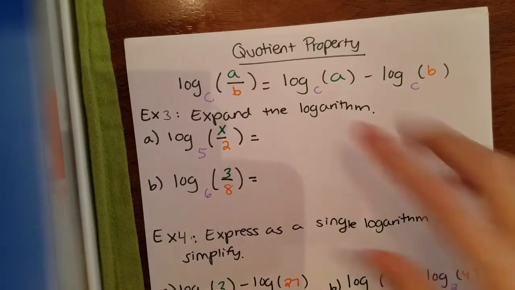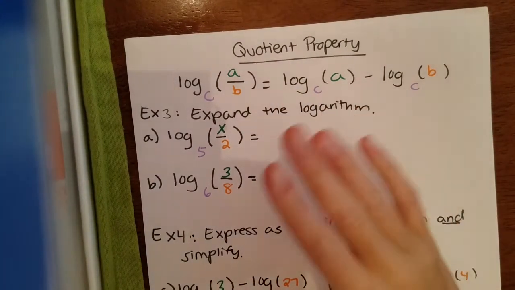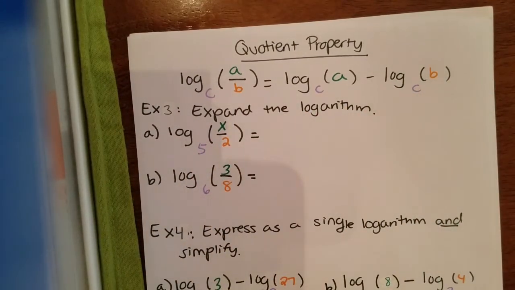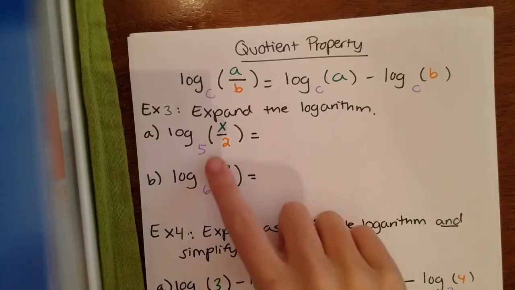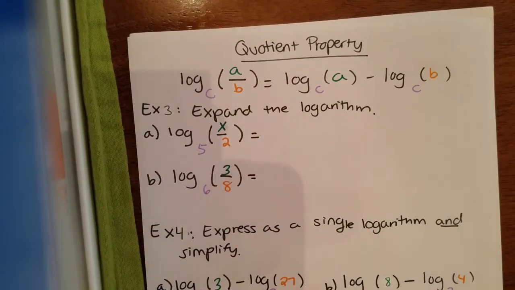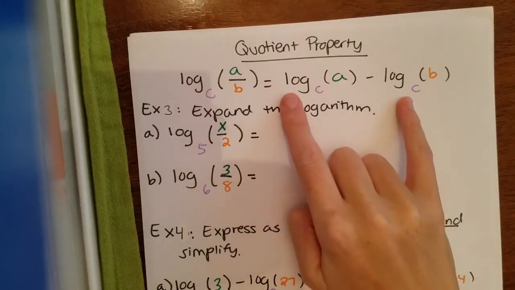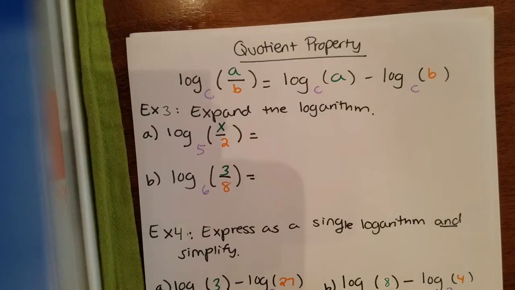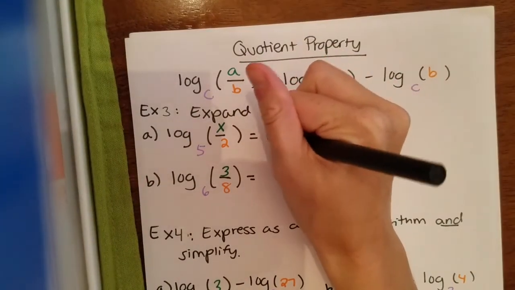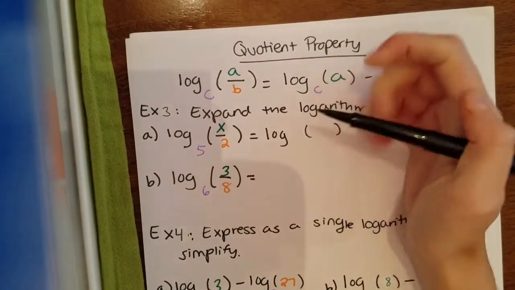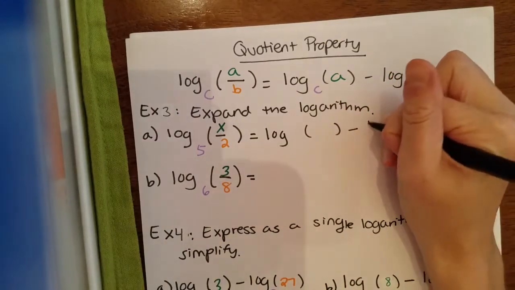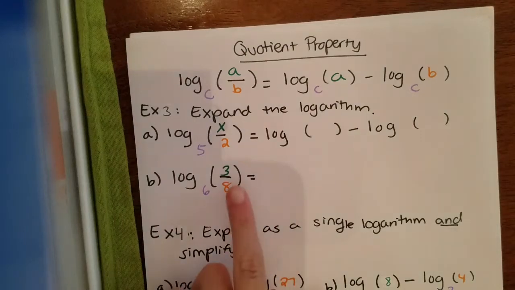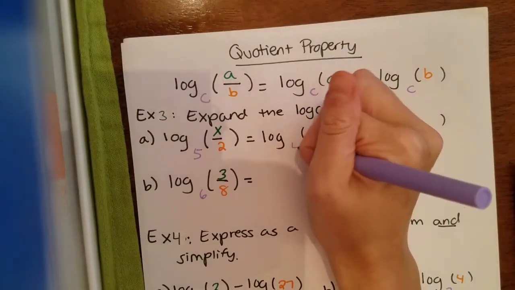Okay, so example 3 says to expand the logarithm. So we're starting with one log, and we're going to write it in as many logs as we possibly can. So looking here, we start with logs and we're dividing. Since we're only dividing two things, we're always only going to have two logs in each of these. So I'm just going to set up my logs real quickly. So we're going to have a log. And since we're dividing, we can separate the logs with a subtraction symbol.